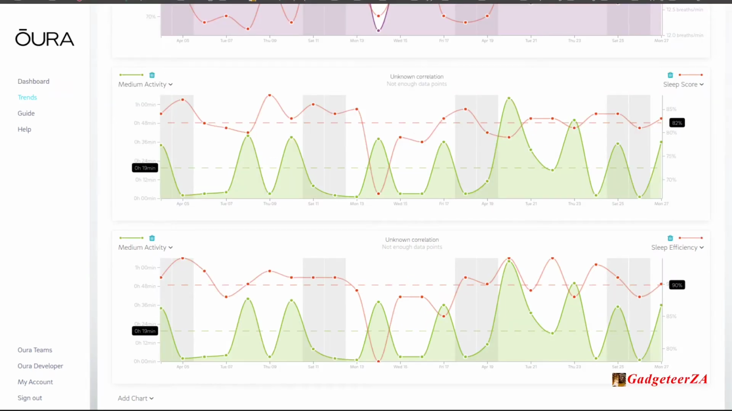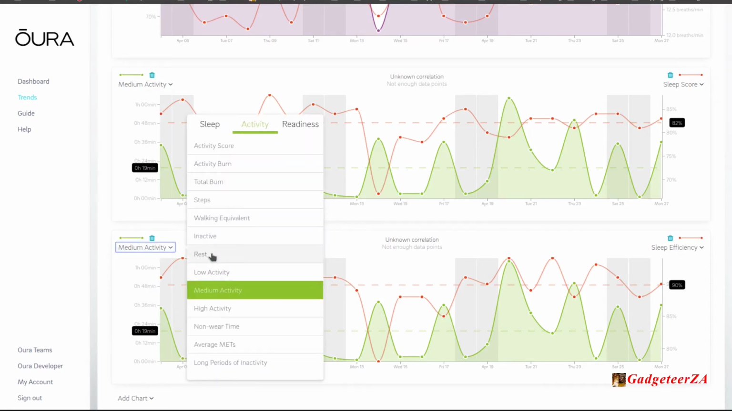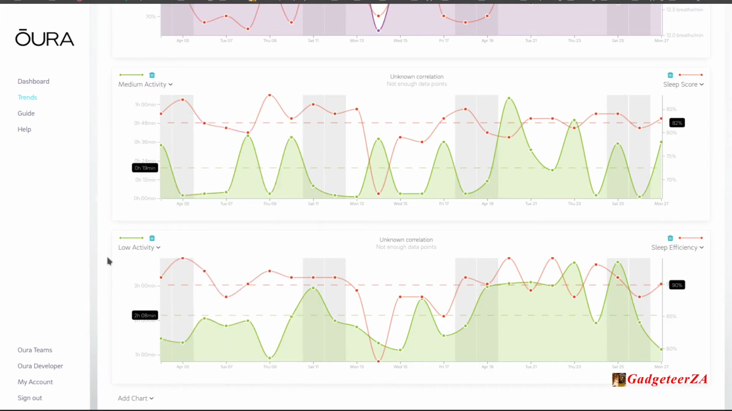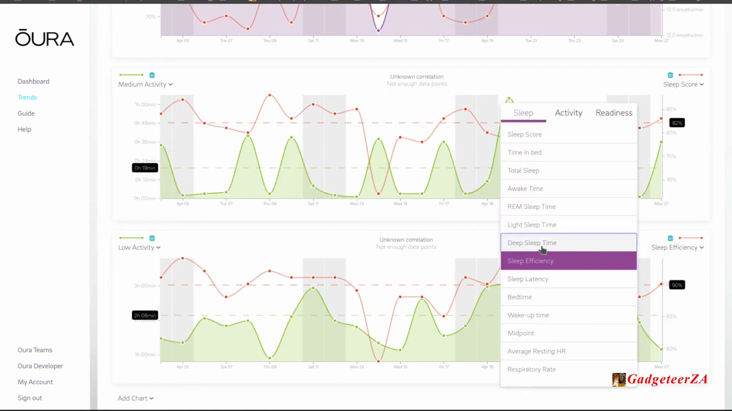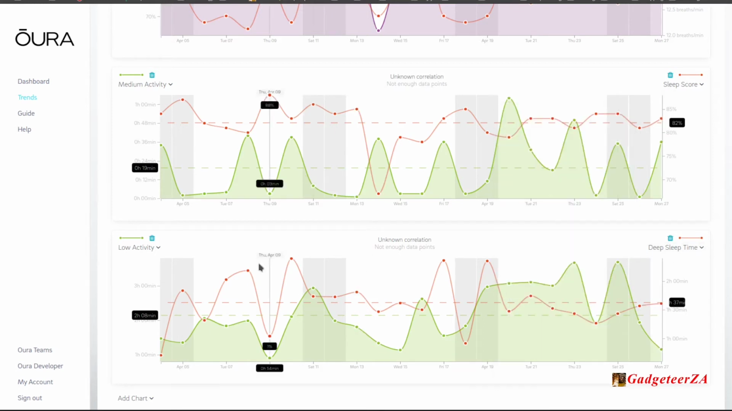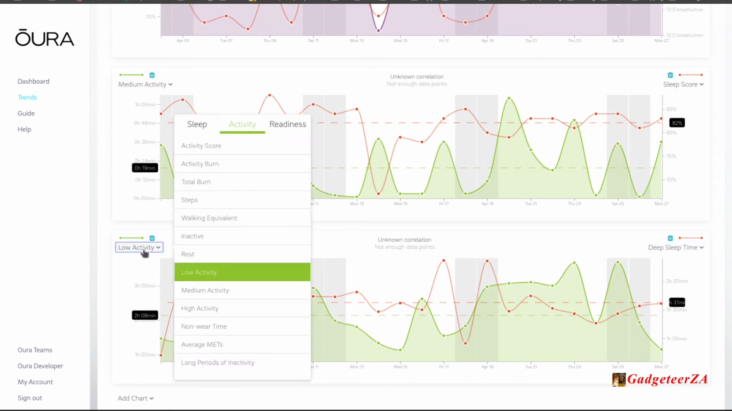The other thing I can just show here briefly is that I can choose anything over here that I want to look at. So I could say I want to see how low activity correlates to sleep efficiency, or maybe not sleep efficiency. Maybe I want to see how it relates to deep sleep time. So you can choose any two variables on either side. There's quite a lot to play with here.